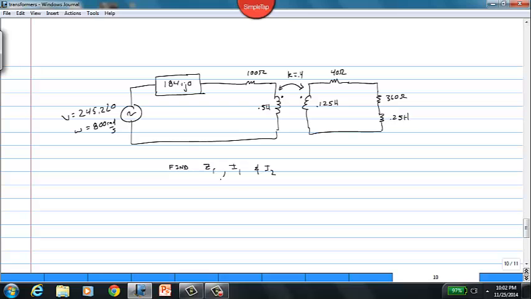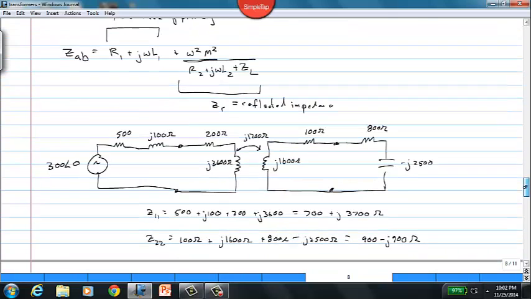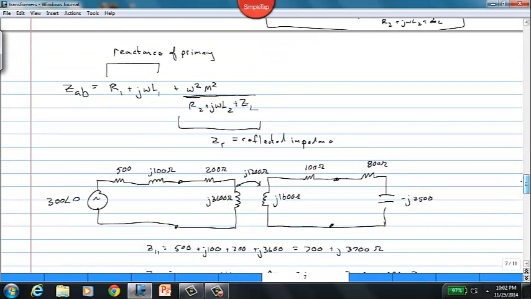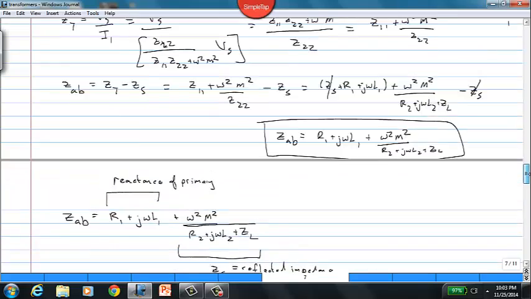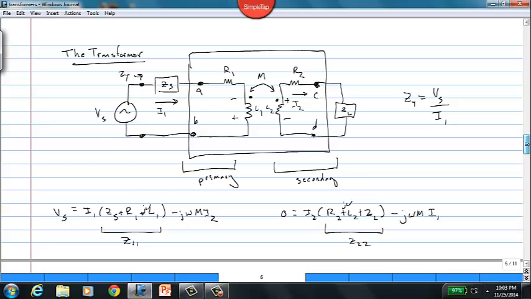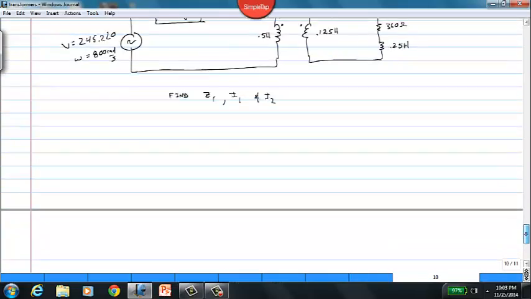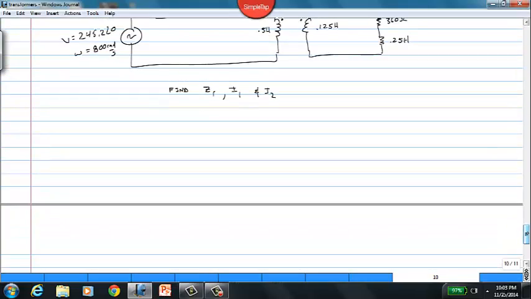So, very simply, for ZR, we can fall back on our earlier circuit analysis. Omega squared M squared over R2 plus J omega L2 plus ZL, if we've got that circuit model, which we do. So we can just go ahead and plug and chug that one. The first thing that we have to know is M is equal to K square root of L1 L2. So we're just going to substitute that into the equation.